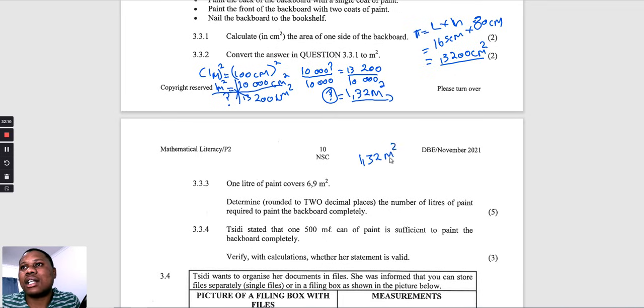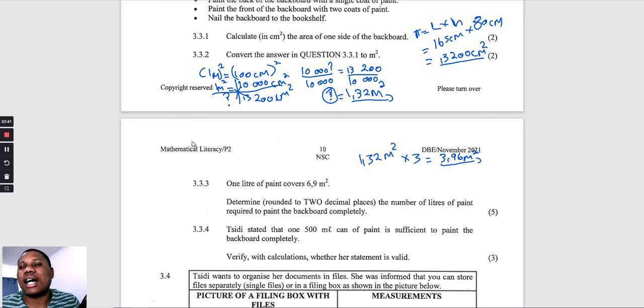This is our back side. Then this area is going to appear 3 times. Why? One side is painted once, and the other side is painted with 2 coats, meaning that we need 3 coats of paint, which is equal to 1,32 multiplied by 3, which is equal to 3,96 meters squared. This is the total area to be painted.